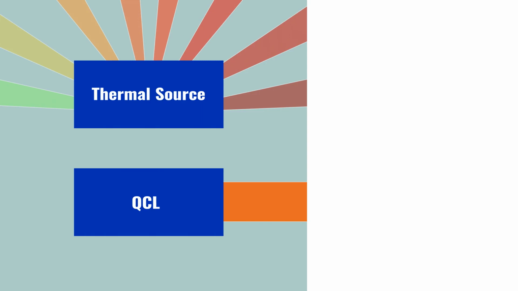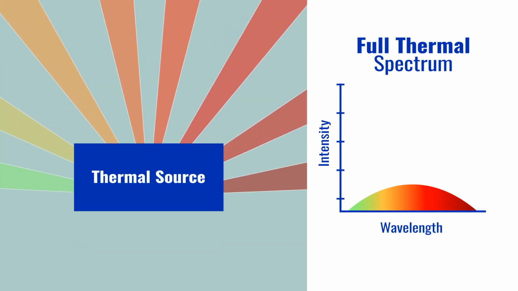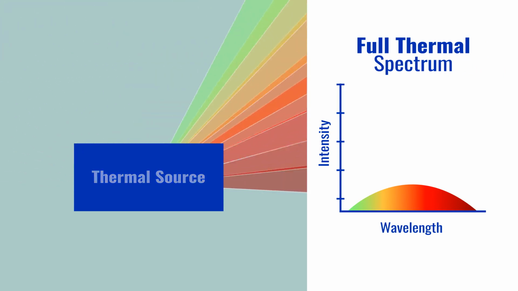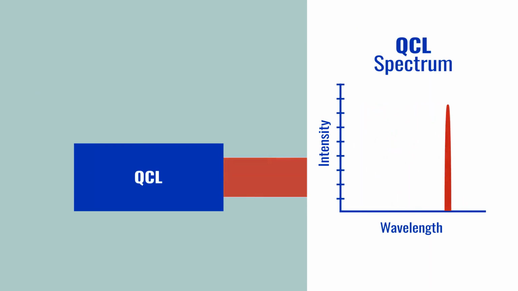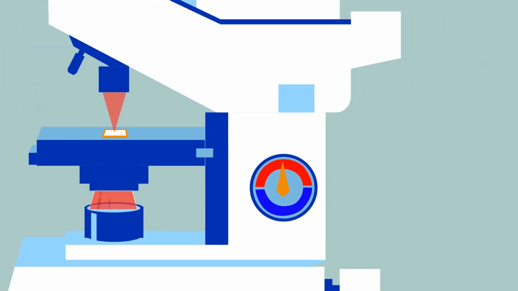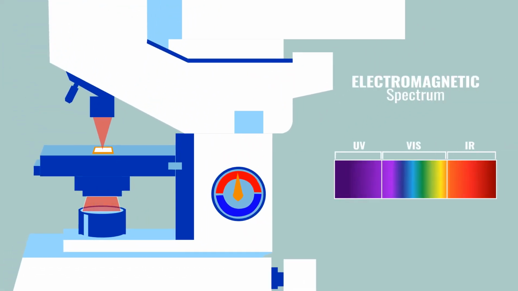QCL for short. Thermal IR sources are diffuse emitters of infrared radiation that spread their power over a broad spectral range. In contrast, QCLs can generate coherent infrared radiation at discrete, selectable wavelengths. Its high brilliance makes the QCL radiation more focused at a much higher intensity. This can be leveraged to increase signal-to-noise ratios, making QCL perfect for microspectroscopy.